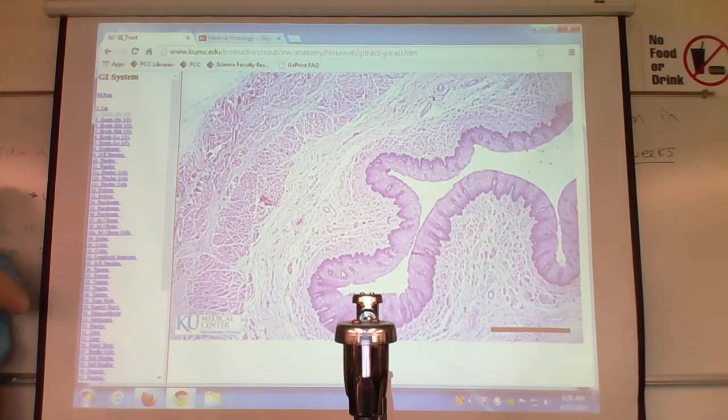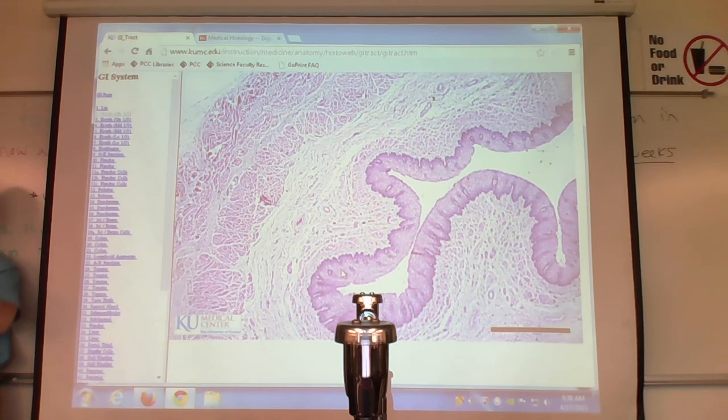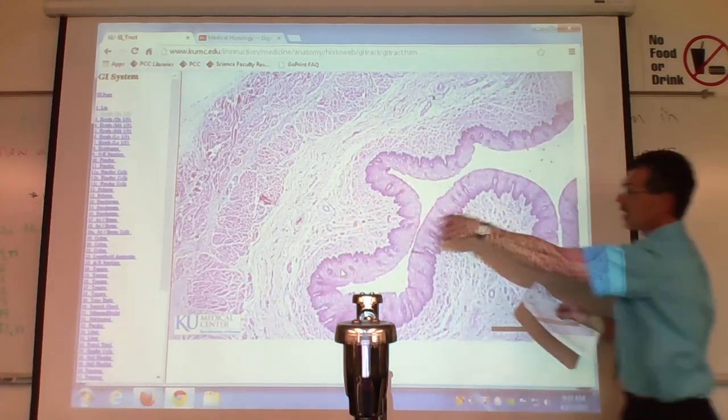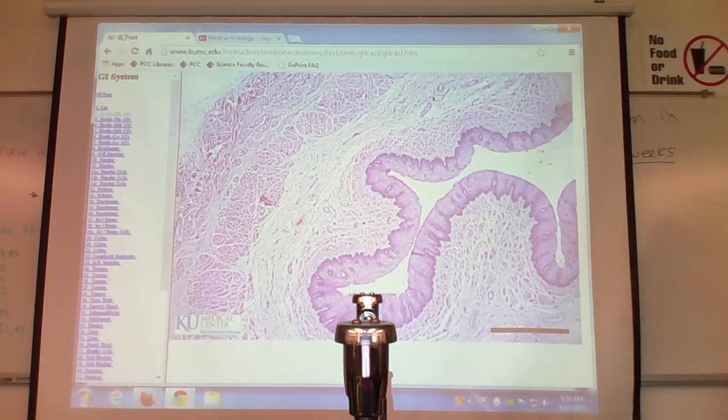The trick is those layers vary by which organ you're in. So you have to look at those layers and visualize them individually. In an esophagus, you're looking at the mucosa. What tissue is in the mucosa of an esophagus?